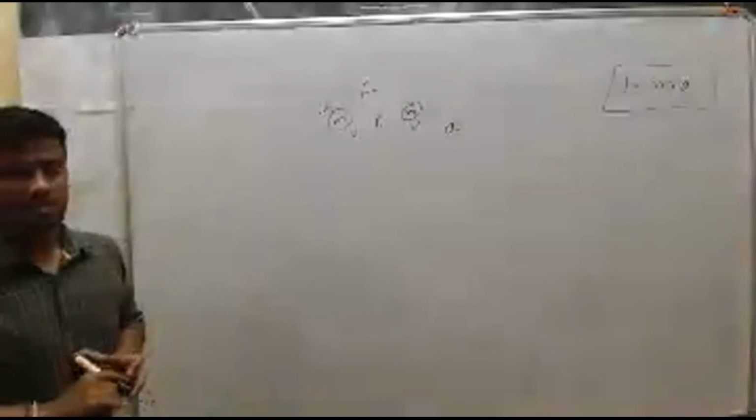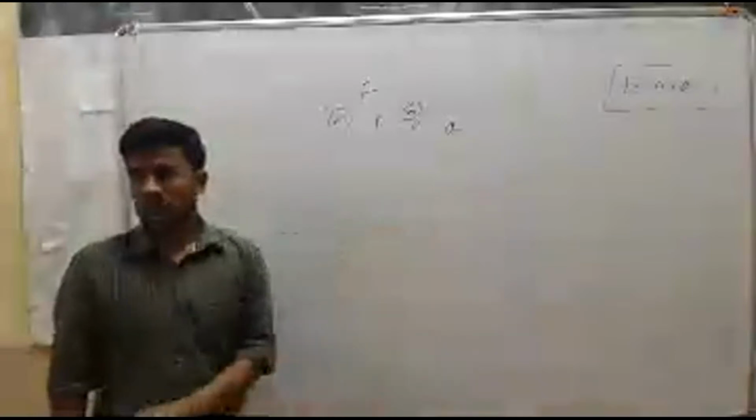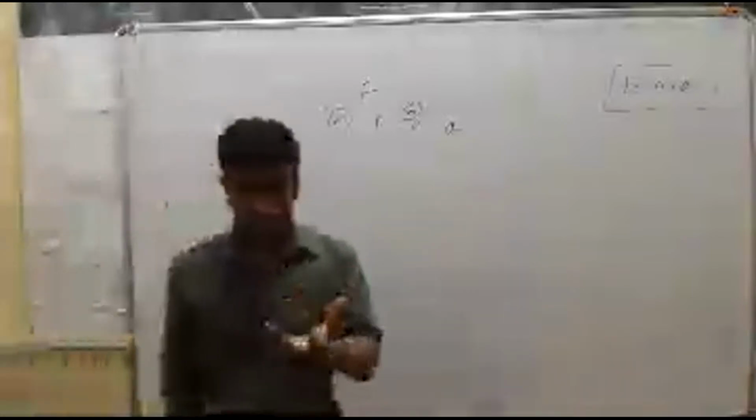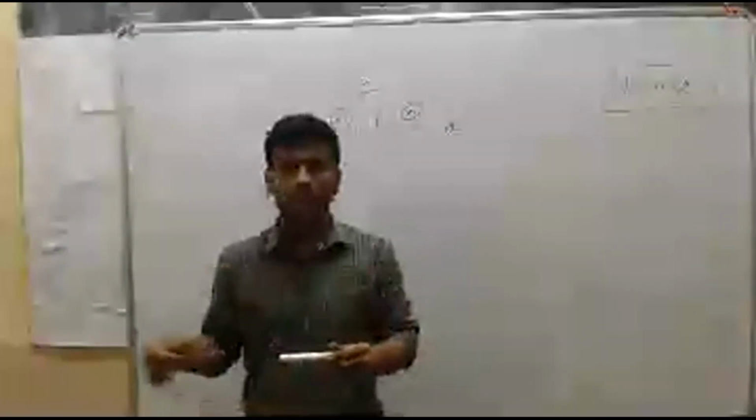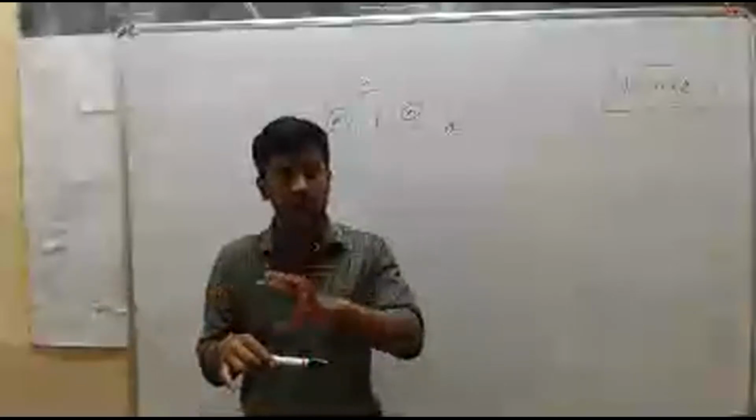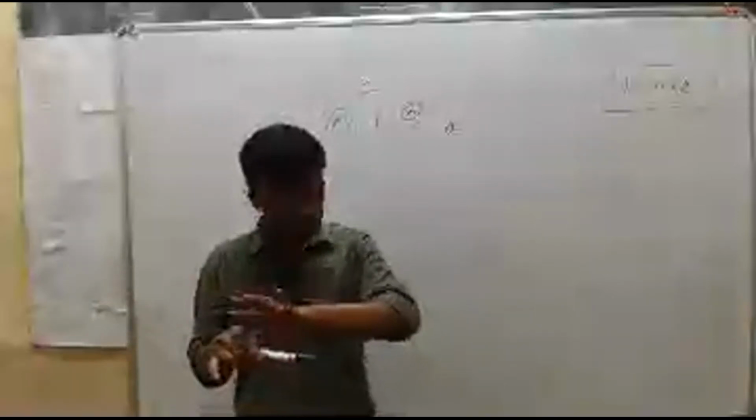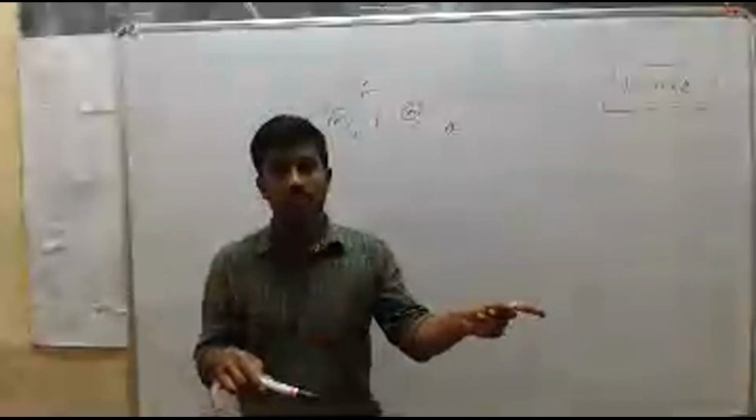See, this entire process takes place in a straight line. Why? Because, for example, if one object is moving in this direction and you apply force in this direction, then its velocity changes in a straight line, in this direction only.